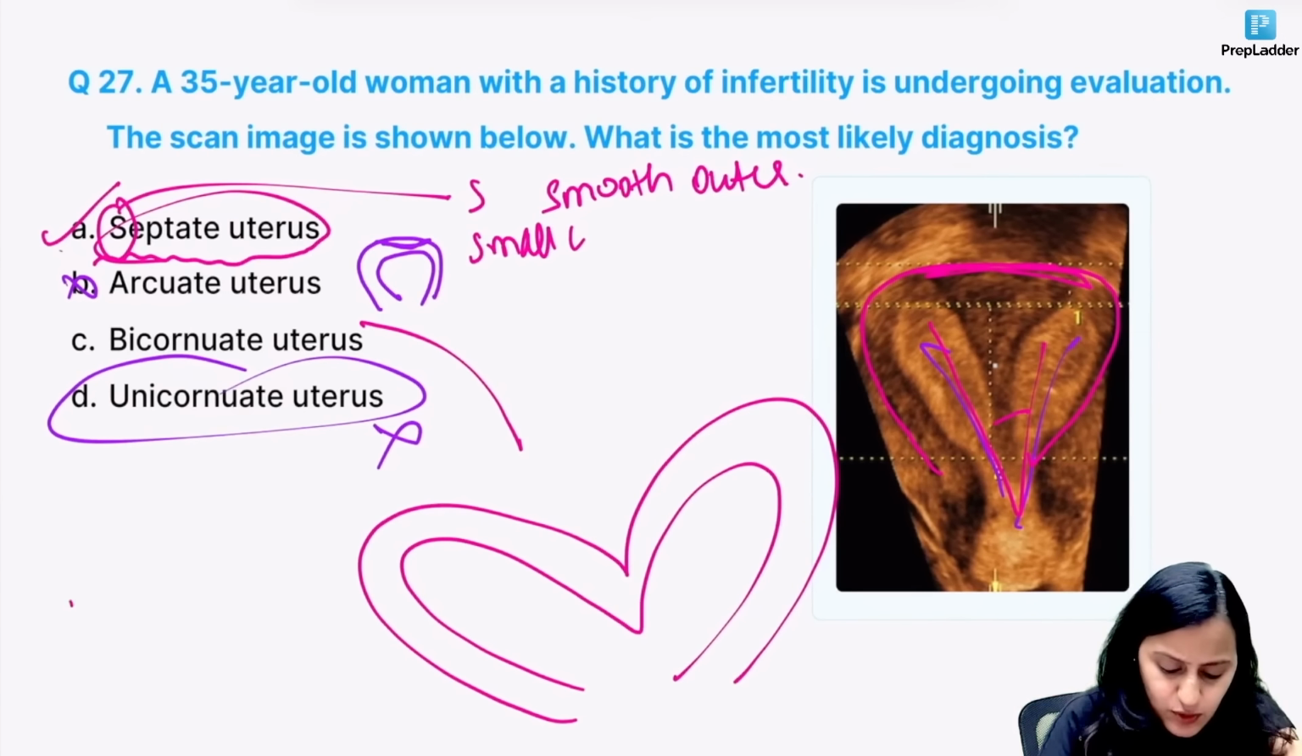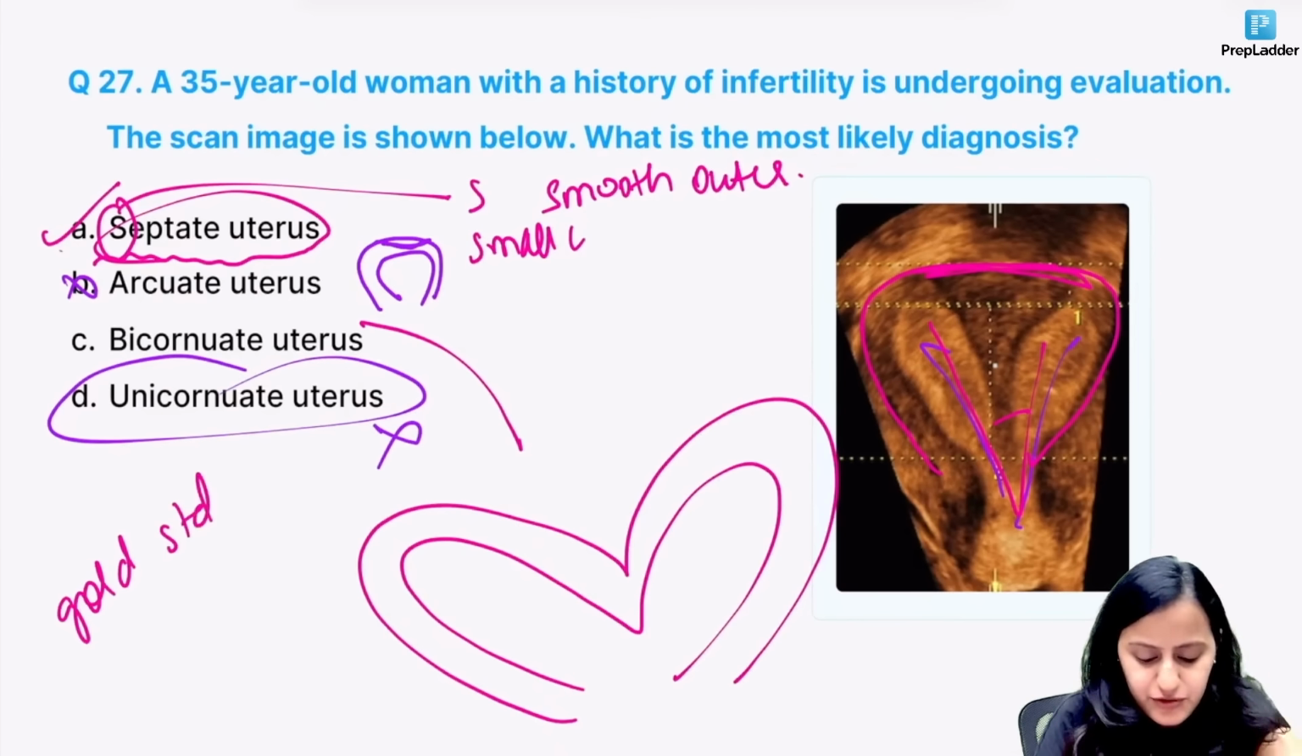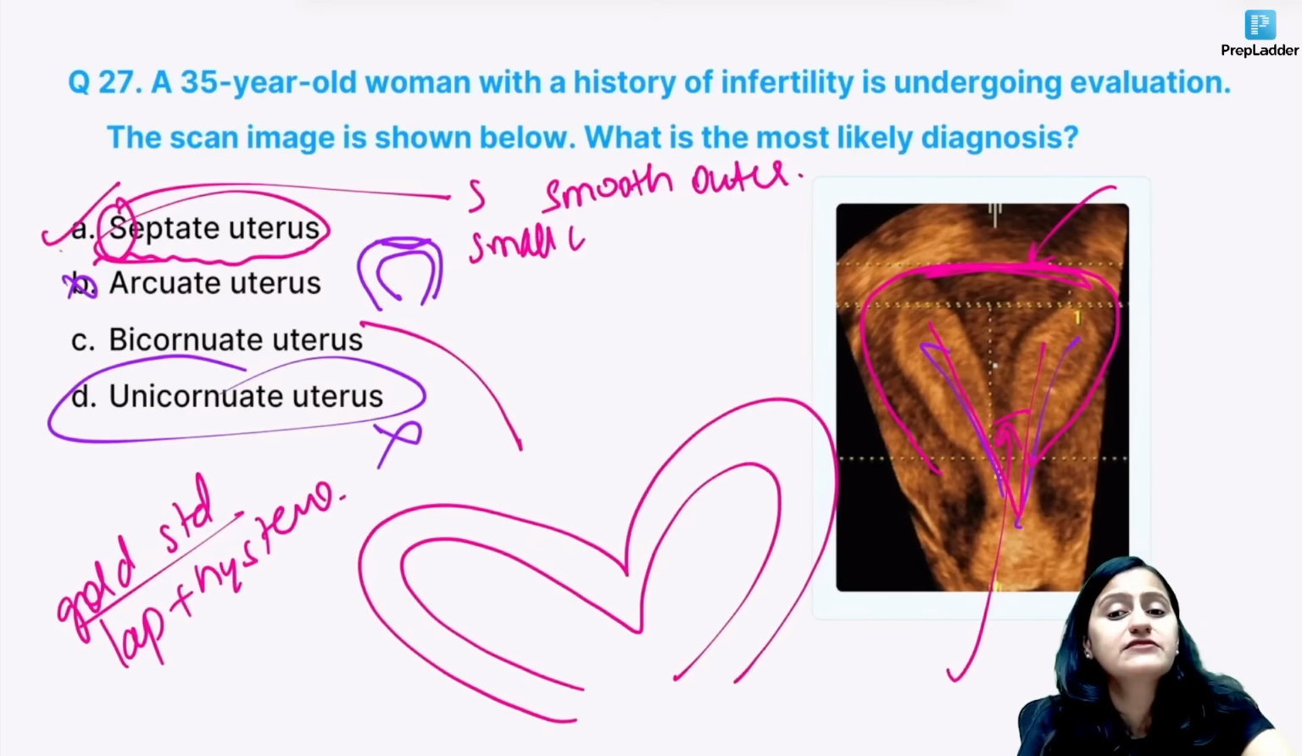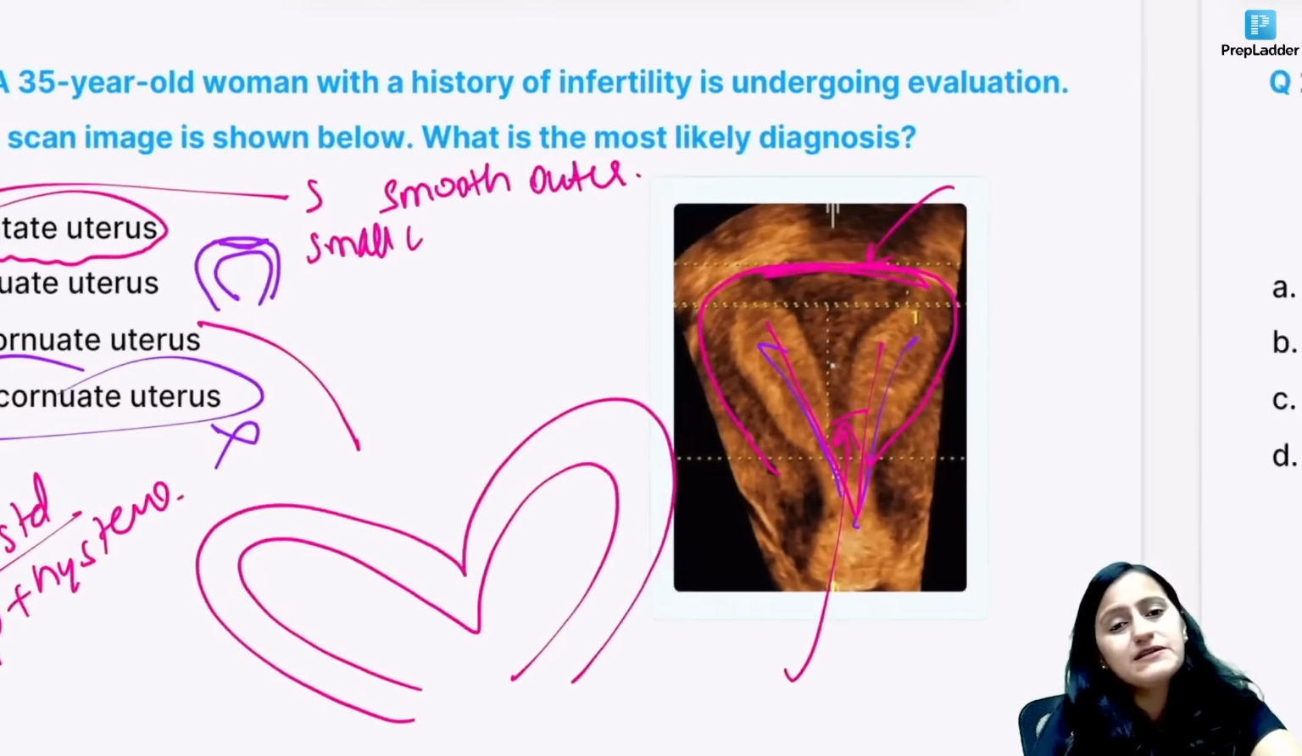What is the gold standard investigation for uterine anomalies? Laparoscopy plus hysteroscopy both, so as to look at the outer surface and the inner surface as well. Okay, so laparoscopy plus hysteroscopy.